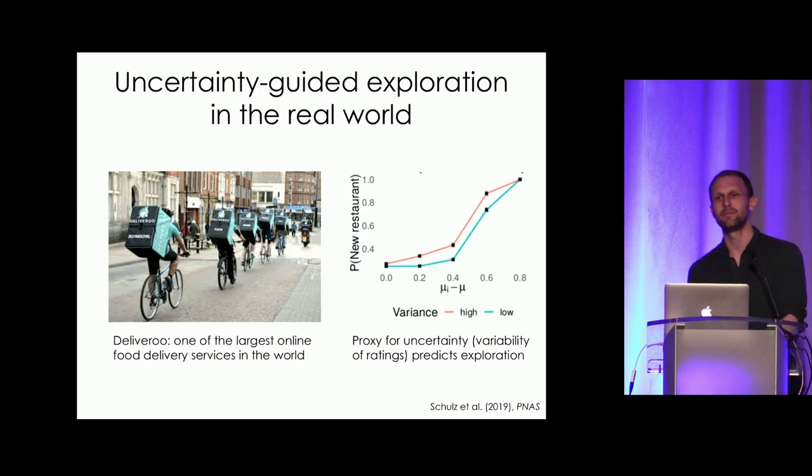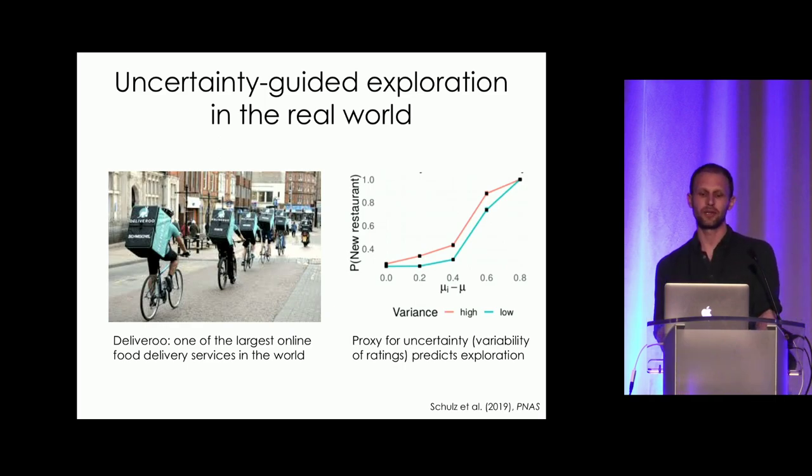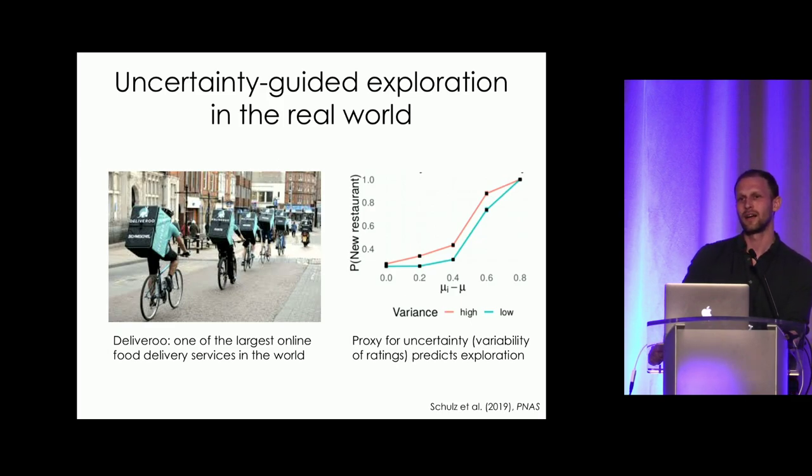But of course, we don't have any direct measure of an individual's uncertainty, so what we tried to do is construct a proxy measure for uncertainty by looking at the variability of ratings for a particular restaurant, and also calculating the average rating for a restaurant relative to the average rating within that cuisine type. So that's what's plotted on the x-axis, the average relative rating. As you might expect, the probability of choosing this restaurant goes up with the average relative rating, but the critical thing is that when the variability is higher, people are more likely to choose that restaurant. So that would be at least conceptually consistent with an uncertainty bonus directed exploration model.